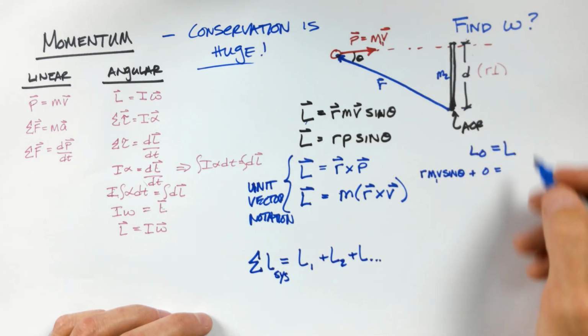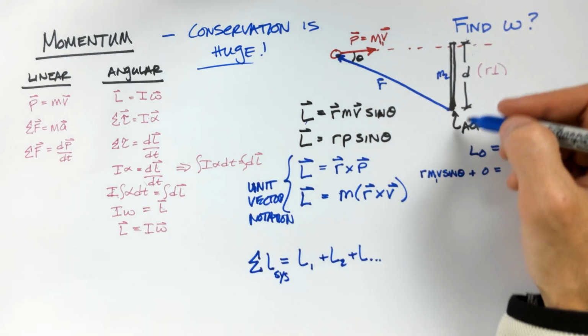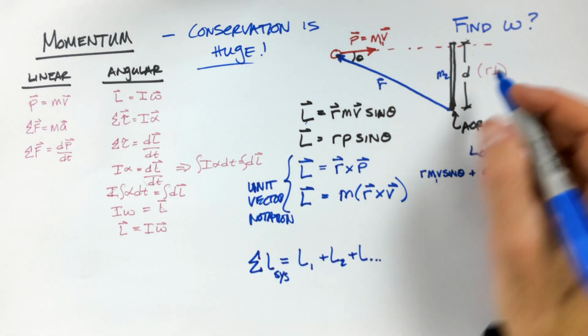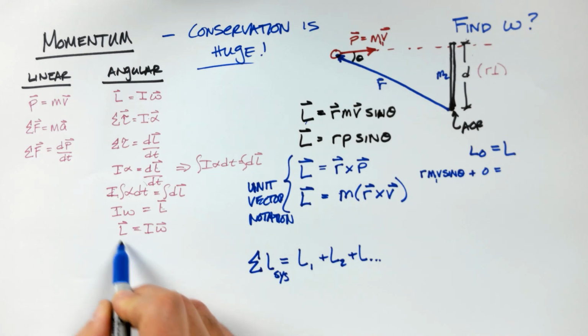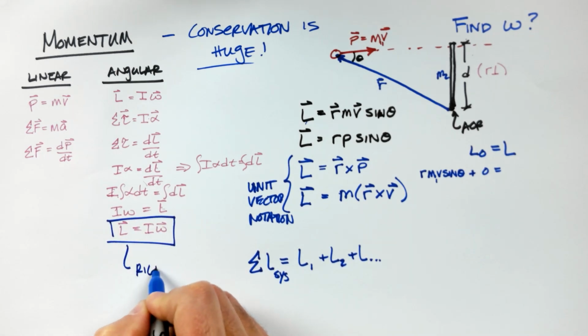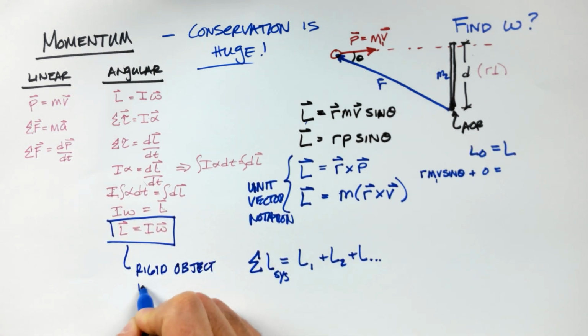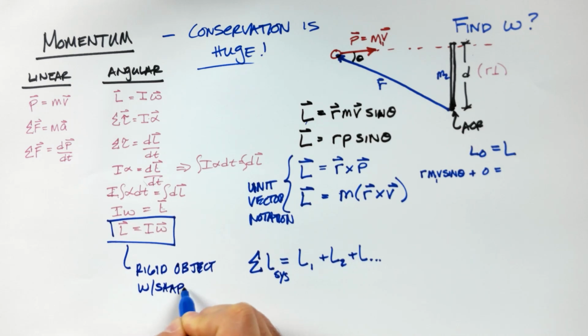d away, that's going to have its own moment of inertia. But any rigid object, this is going to now be one rigid object. Getting back to over here, the angular momentum of a rigid object, so this is for a rigid object with shape, has an angular momentum of its moment of inertia times its angular speed.